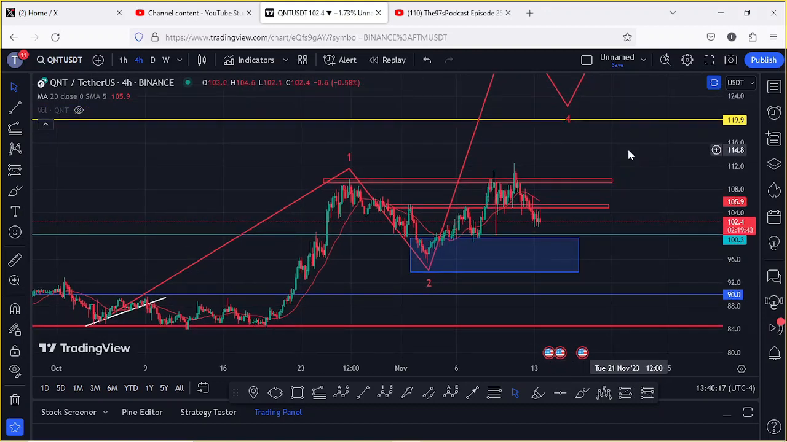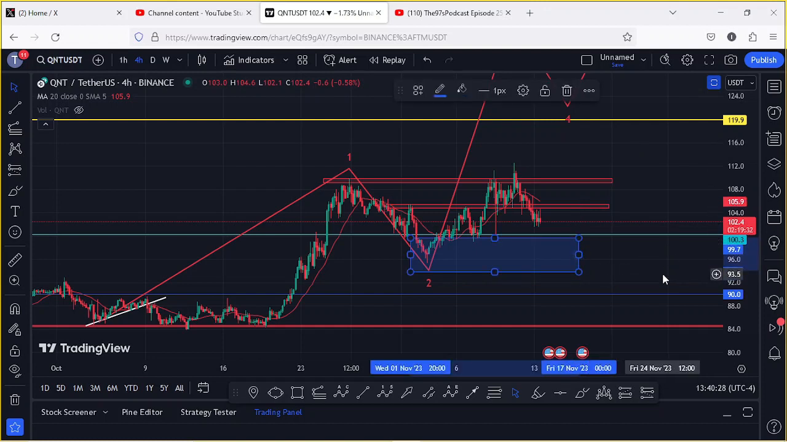So that is what we need to have in mind in case further pullback continues and we lose the $100.3 mark. Expect a pullback into the area between the $100 mark and the $93.9 mark, which is the area highlighted on the charts using the blue target area.